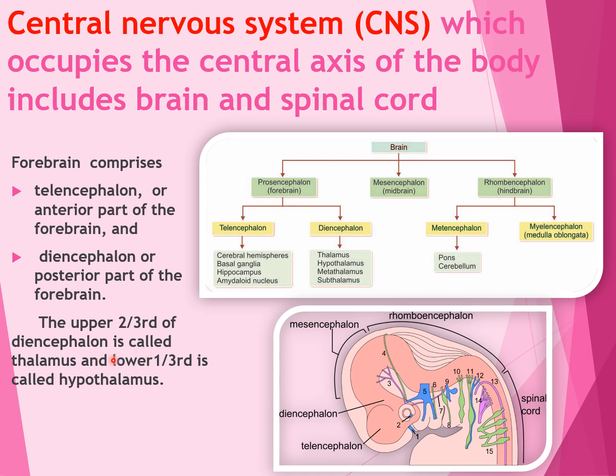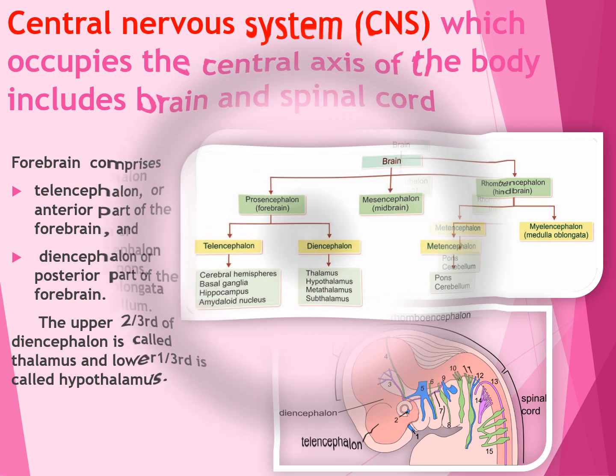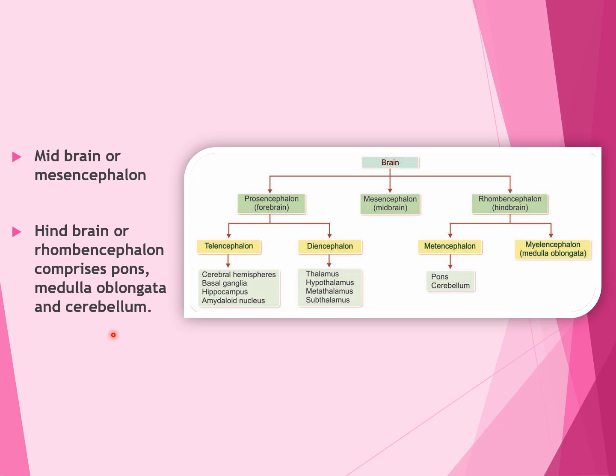Now the upper two-thirds of the diencephalon is known as the thalamus, and the lower one-third is called the hypothalamus. Now the hindbrain includes the metencephalon and myelencephalon. The hindbrain comprises the pons, medulla oblongata and cerebellum.